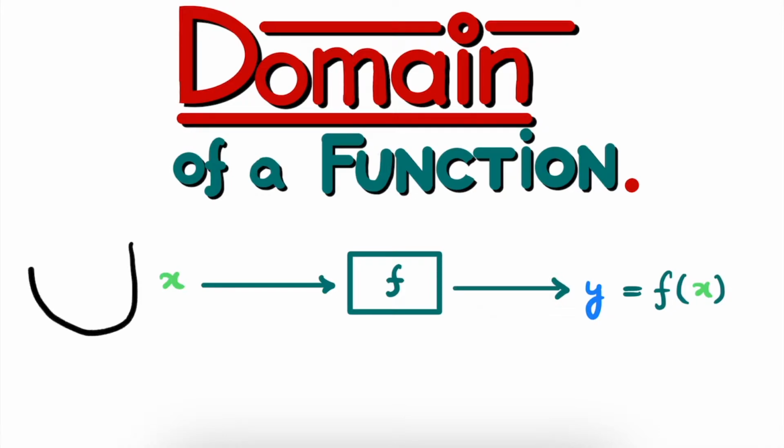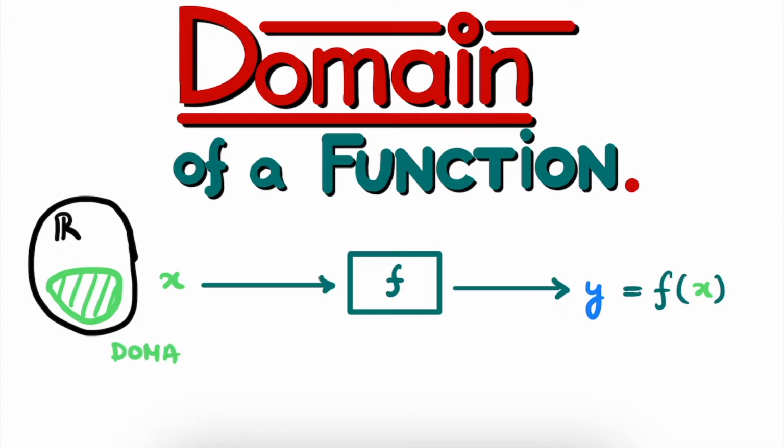And to see how this works visually, let's consider the set of all real numbers as this black blob. And consider now that for this specific function, only the numbers from this green subset will return a valid output y. And this green subset is then called the domain of this specific function. In practice, this means if you pick any number from this subset, the function will accept it and it will transform it into a valid output y.